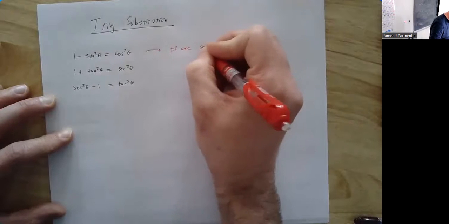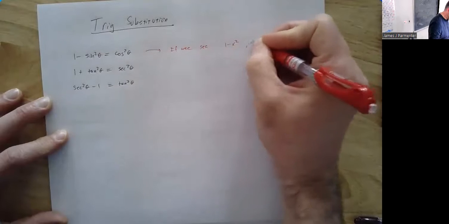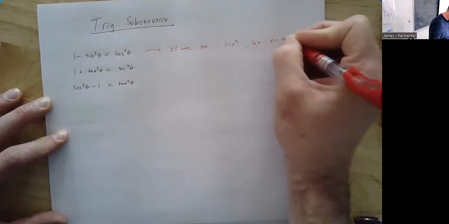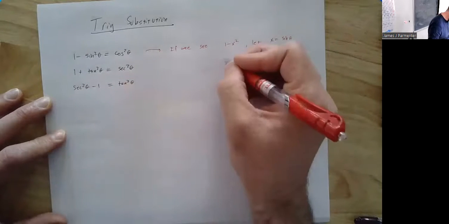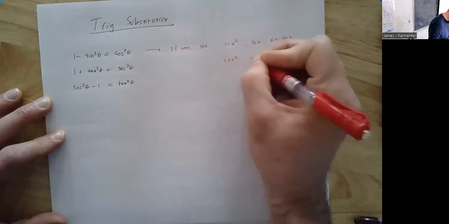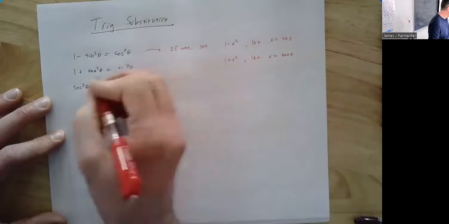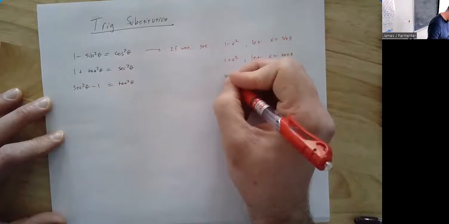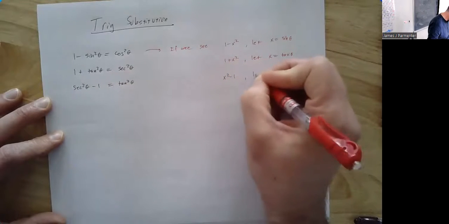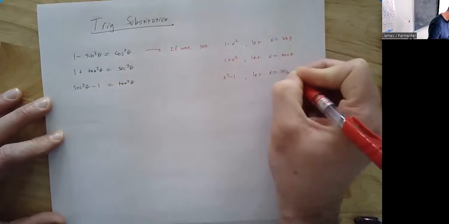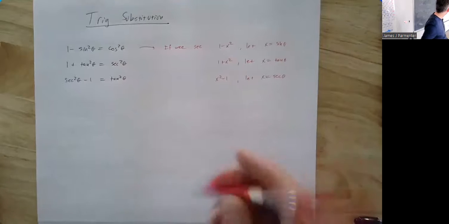If we see 1 minus x squared, we're going to let x equal sine theta so that we can get this trig identity to show up. And if we see 1 plus x squared, we're going to let x equal tangent theta, so we get this trig identity to show up. And finally, if we see x squared minus 1, we're going to let x equal secant theta. There's actually a more general version of that, which we'll talk about in a few minutes, but that's the idea.